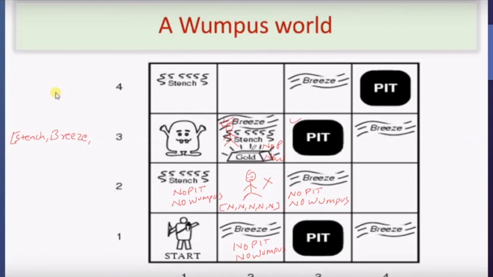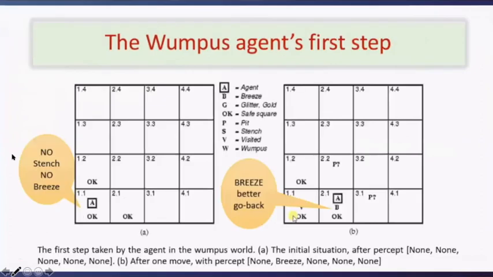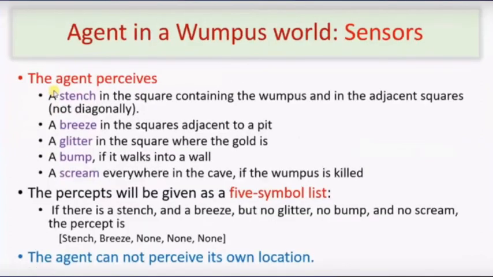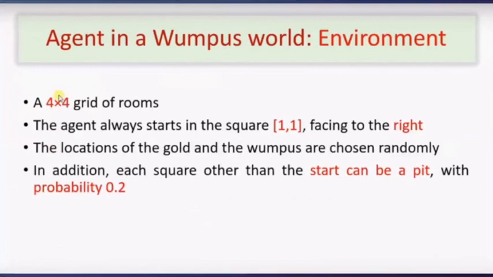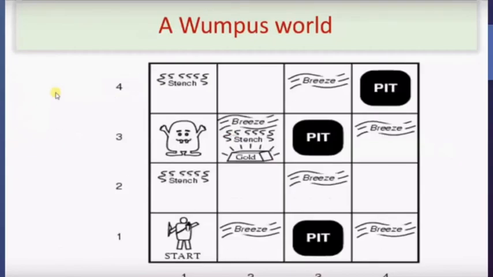Now, could it find any bump? It will not find any bump, right? So let's see what the sequence is. The third is glitter, the fourth is bump, and the last one is scream. So third is glitter. Yes, it will find the glitter.